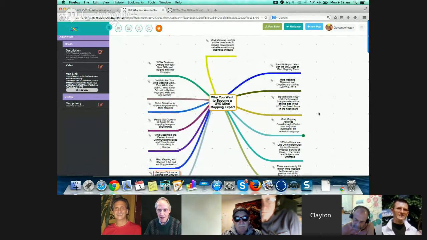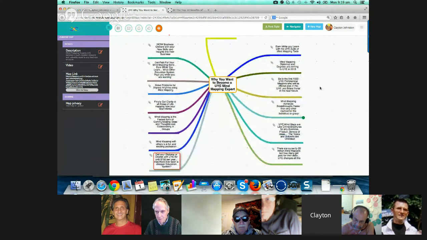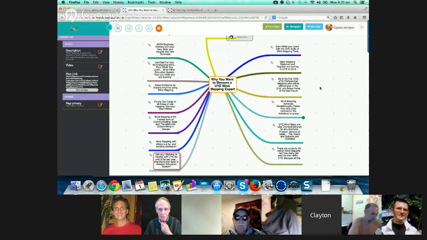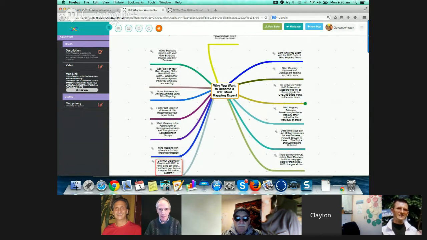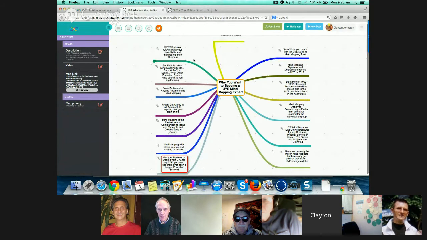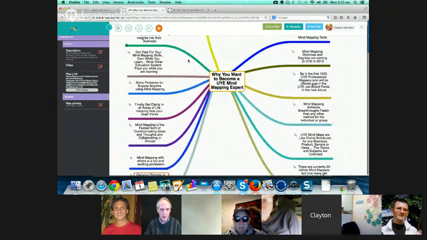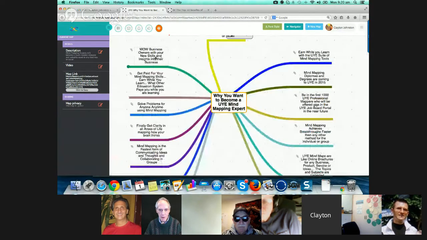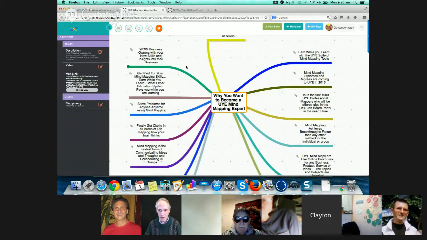So why would you want to become a mind mapping expert? A lot of people still shy away from getting their thoughts and ideas onto maps. But the future is mind mapping. When you become an expert mind mapper, you'll be able to wow business owners with your new skills. You can go into any business, and some of these people take 2 weeks.